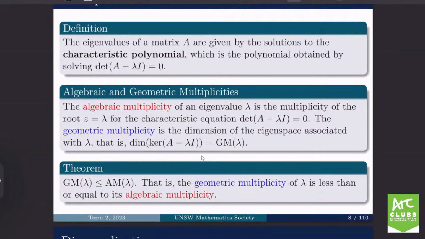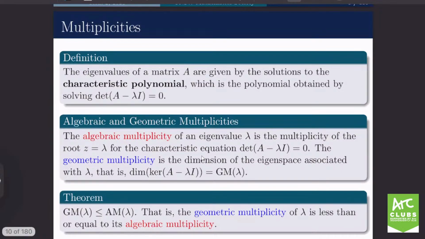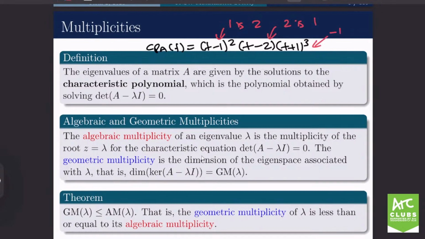So now the algebraic multiplicity of an eigenvalue is the multiplicity of the root in the characteristic polynomial. So for example, if the characteristic polynomial was (t minus 1) squared, (t minus 2), (t plus 1) cubed, you can see that the multiplicity of 1 here is 2, the multiplicity of 2 is 1, and the multiplicity of -1 is 3. That's just looking at the power there.